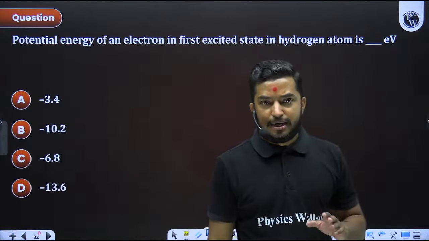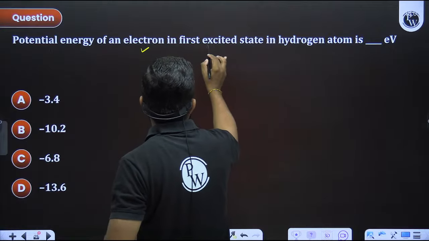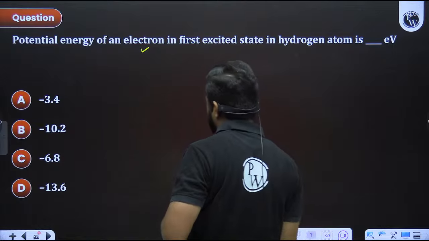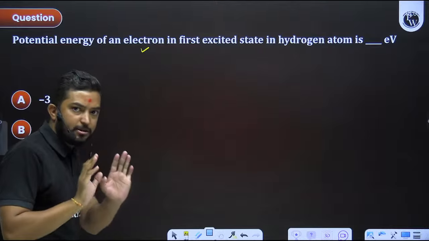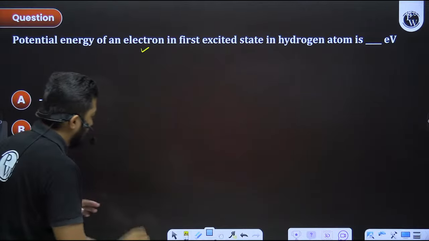Continue. The another MCQ. Potential energy of an electron in the first excited state in the hydrogen atom. So I just say to remember all the states with their available energies.